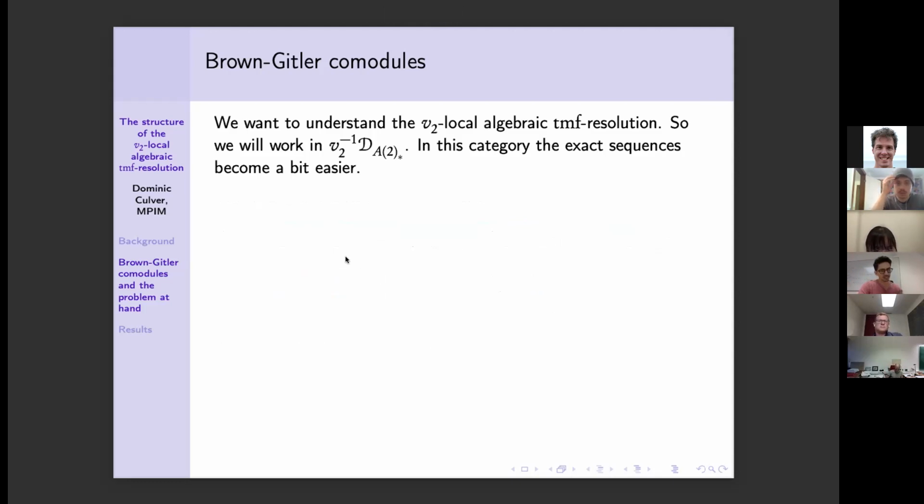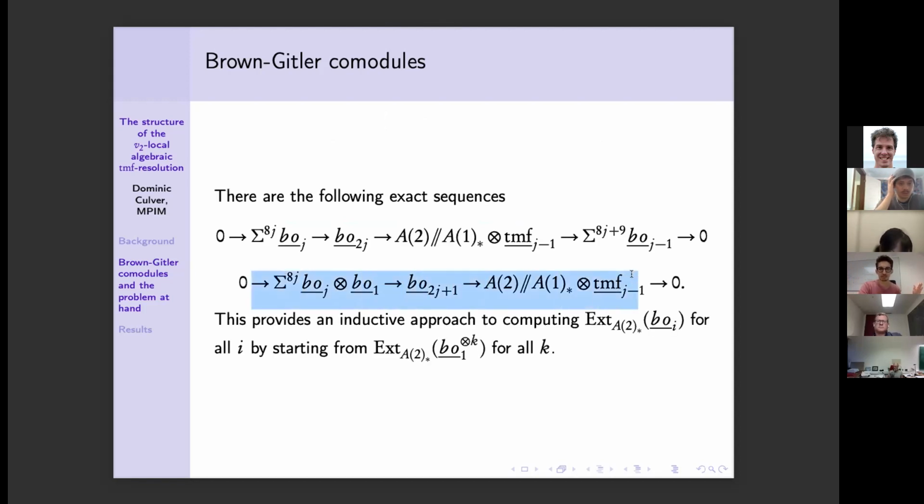Now, remember I said I wanted to understand the V2 local story. So we can work in the V2 local category, and in that case, the short exact sequences become a lot easier to deal with. When you have a short exact sequence, that becomes a cofiber sequence in the derived category or in the stable homotopy category. Likewise, this longer exact sequence, you should think of as a filtration of BO2J, where the filtration quotients are these sorts of things.